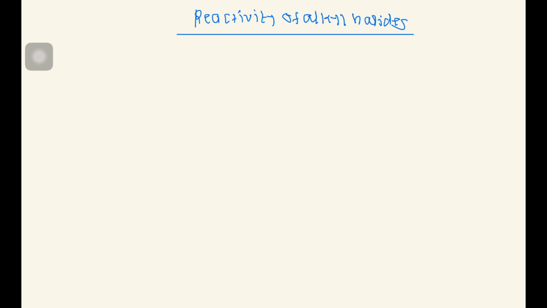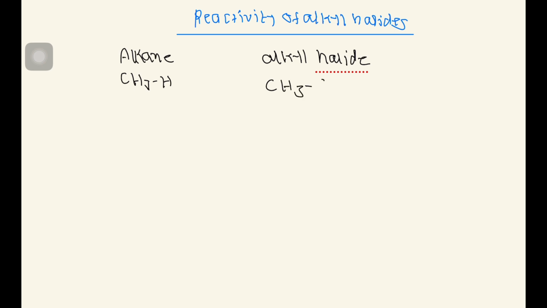Next is reactivity of alkyl halides. In the reactivity of alkyl halide, if I write here alkane, suppose CH3 H, and here I am writing alkyl halide RX, so here I am writing CH3 and suppose Cl.